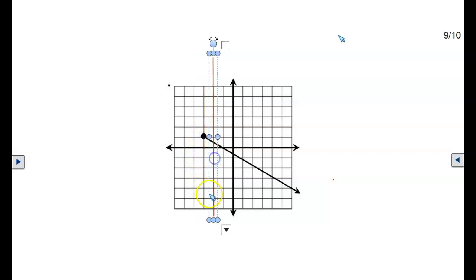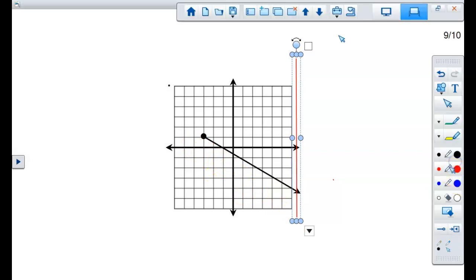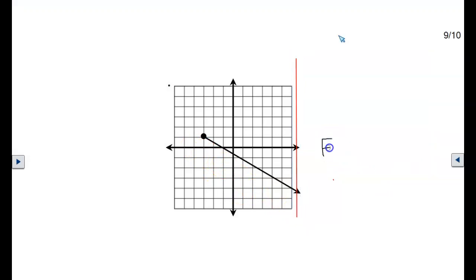If I scoot it over a little bit, my vertical line is intersecting the ray right there, and that's the only place. If I scoot it over even more, my vertical line and the ray are intersecting at a single point. And you'll notice if I slide this across, at every single place, this vertical line and this ray only have one point in common. They are only touching at one spot. So this would be a function.